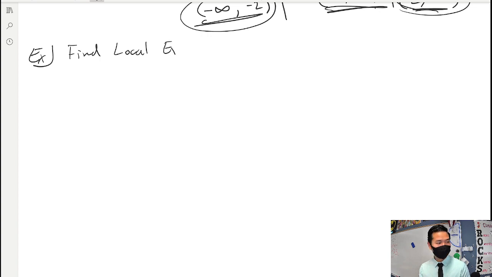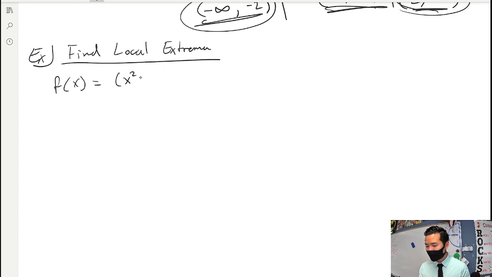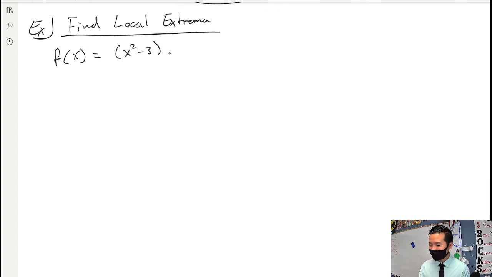Find local extremas. So find the local mins and the local maxes for this problem, okay? Are you ready? Let's say I have the function f of x equal to, we'll start off easy, x squared minus 3, and let's do a product rule, multiplying with e to the x. So x squared minus 3 times e to the x.